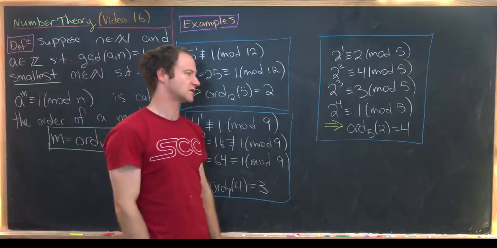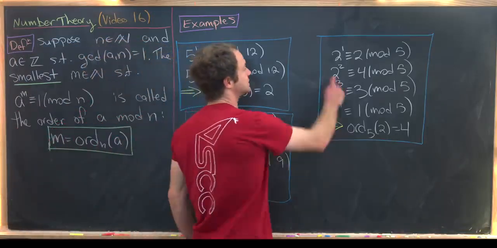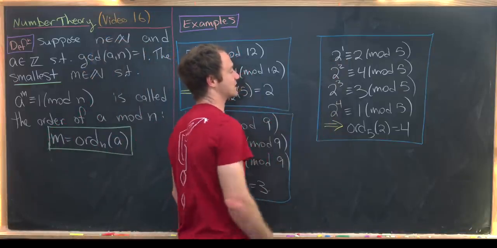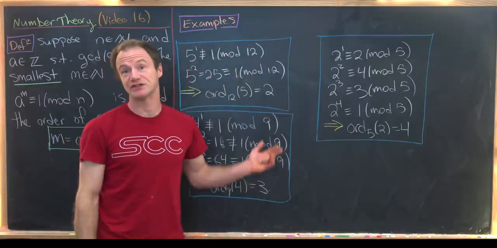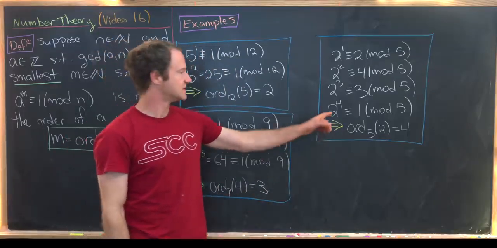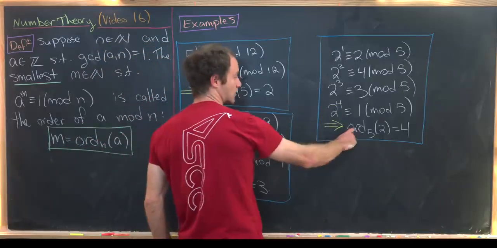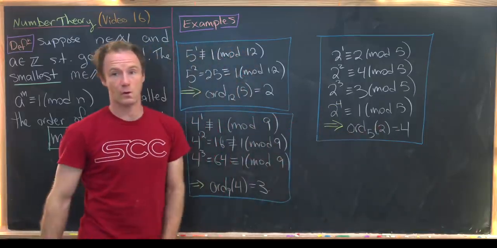Here's a similar example working mod 5 with the number 2. 2 to the 1 is 2, 2 squared is 4, 2 cubed is 8, which is 3 mod 5, and 2 to the 4 is 1 mod 5. So that means 4 is our smallest number. In other words, the order of 2 mod 5 is 4.